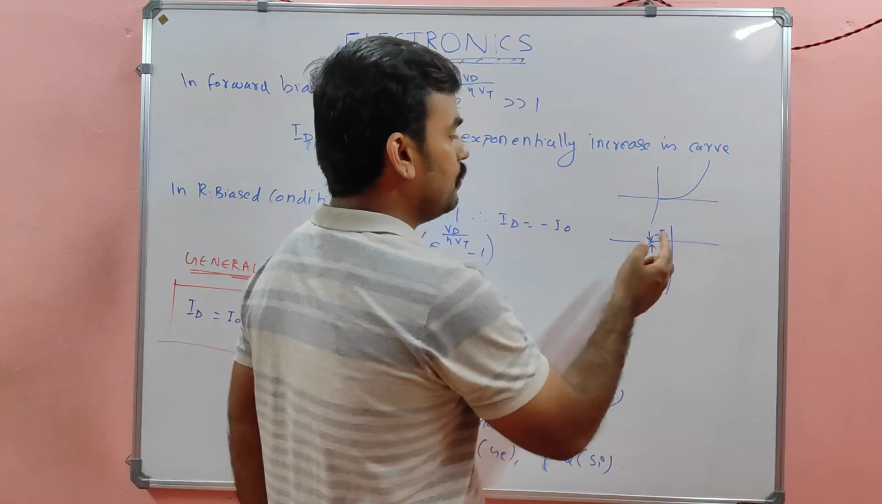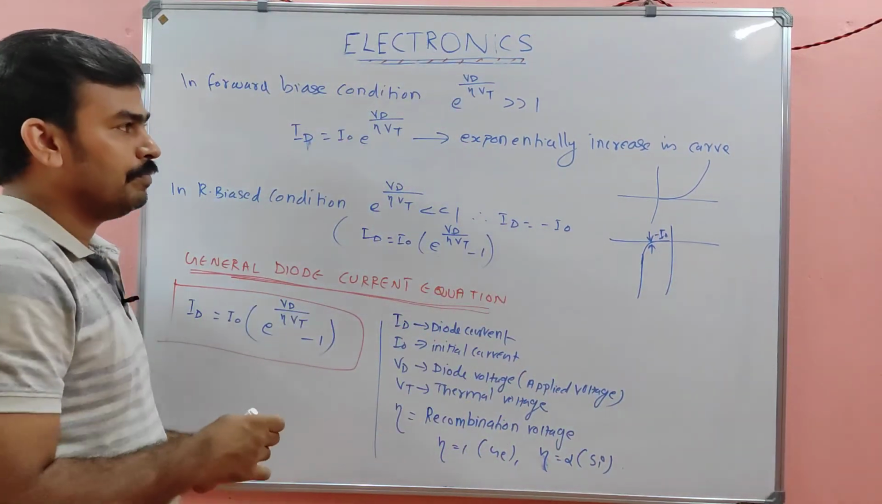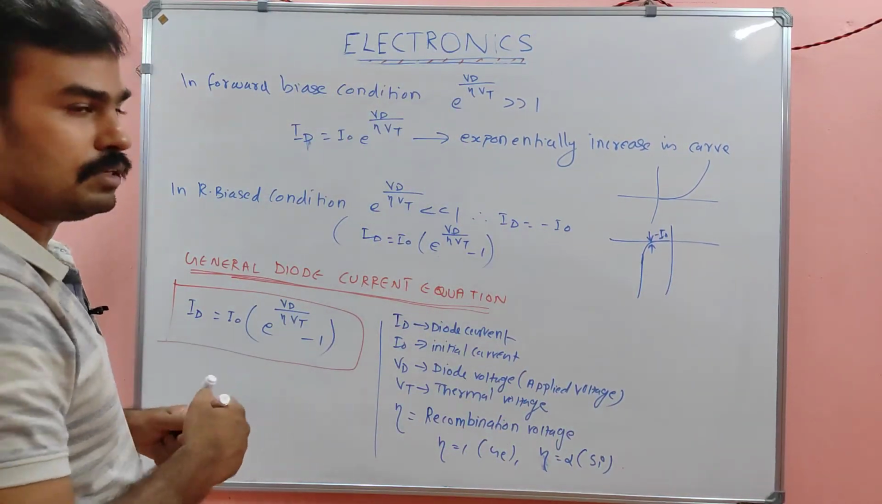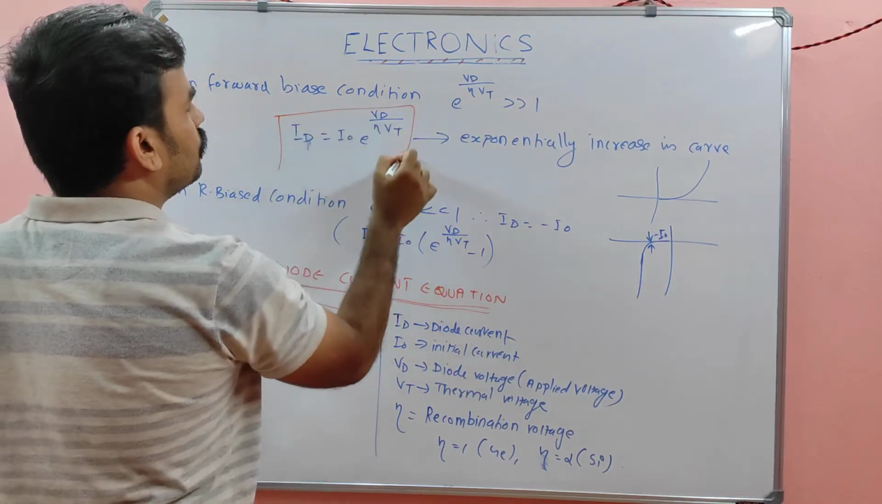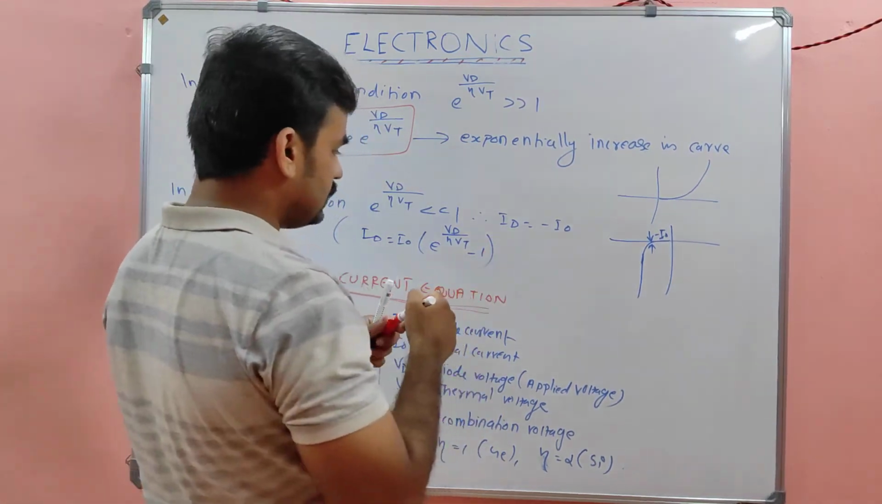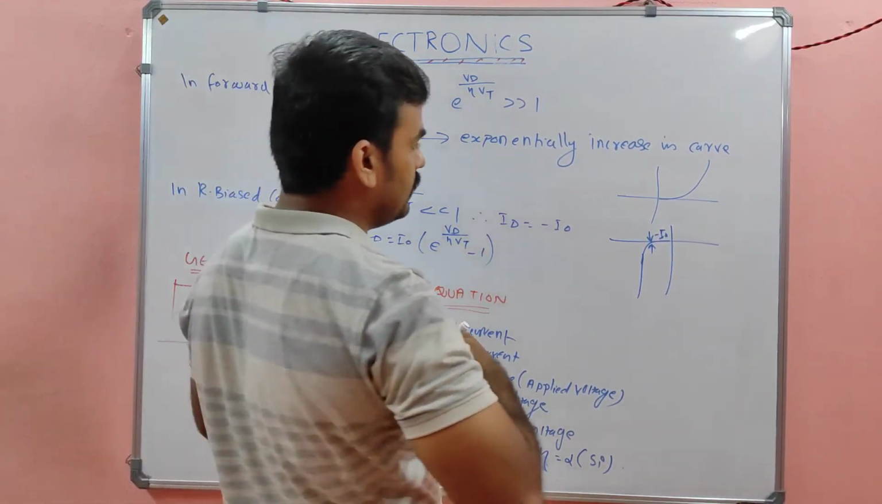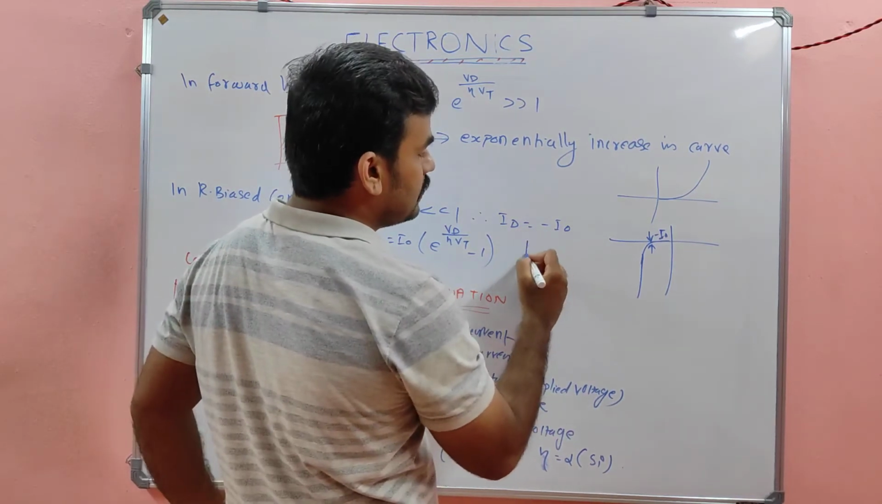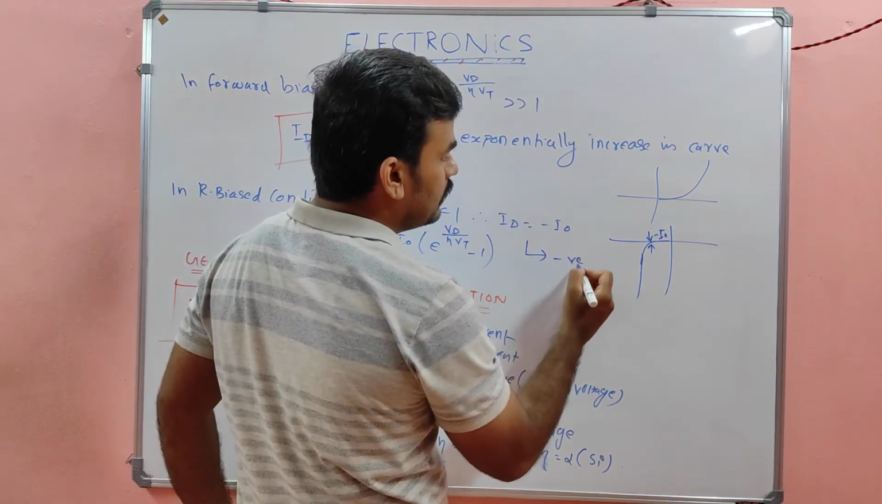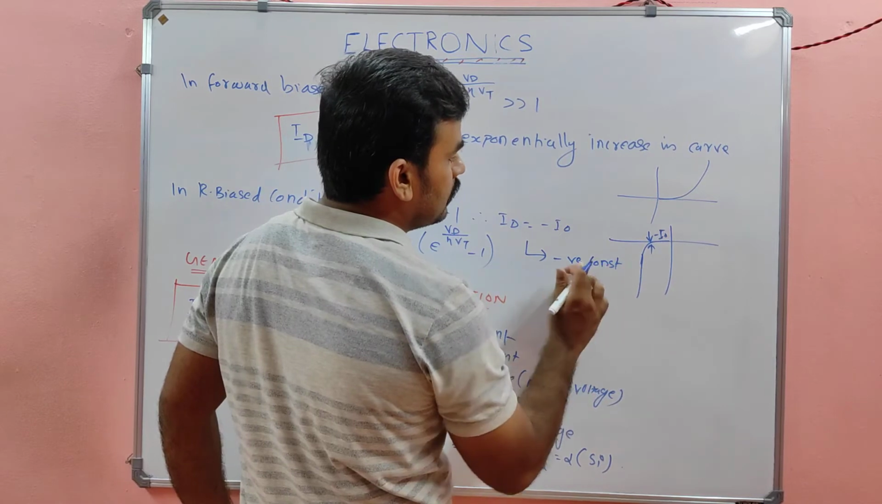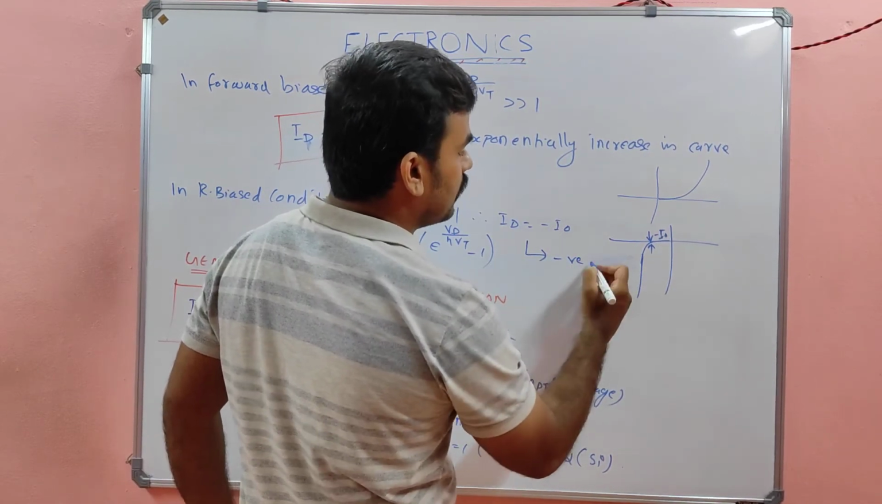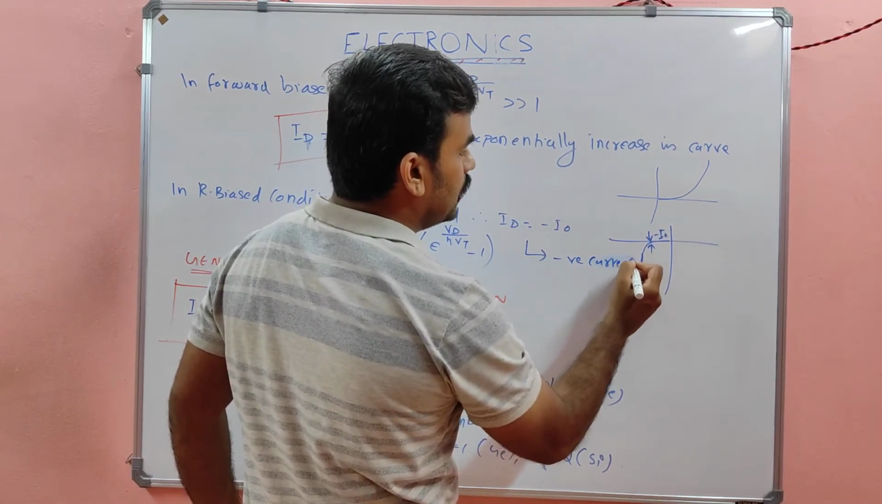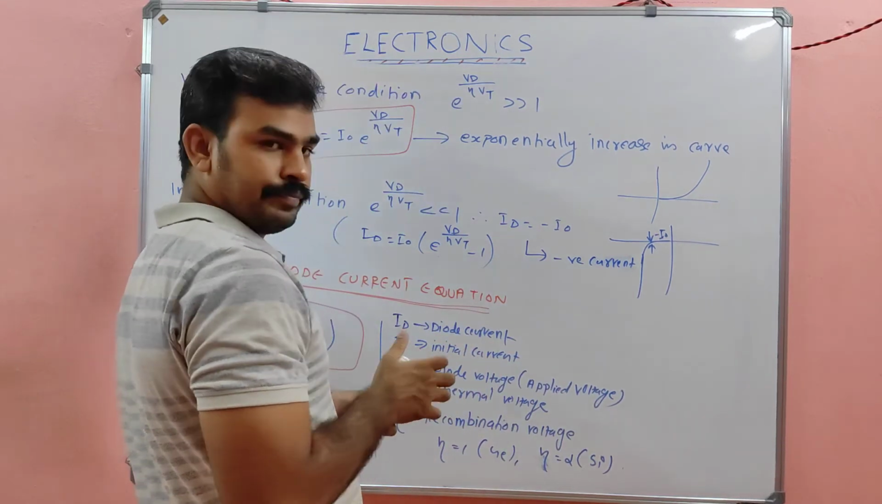So this I0 is minus I0. That's all. So these two equations you have to note. Id equal to minus I0 means simply a negative constant, not called a negative current. Is it clear?